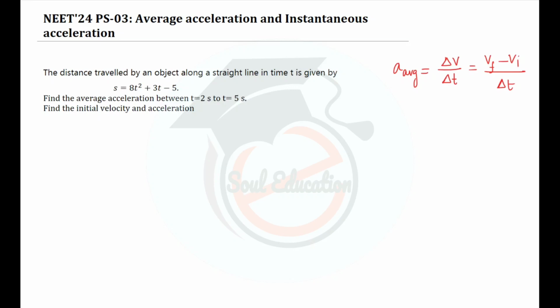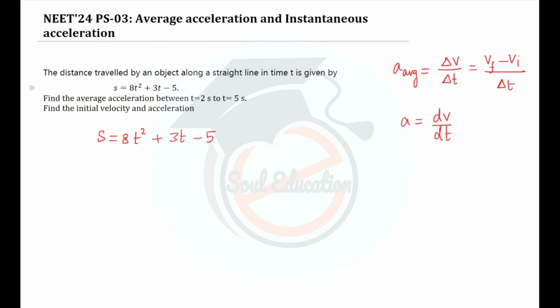And instantaneous acceleration, the other definition, is nothing but dv by dt. So at one particular instant, what is the acceleration, that is the instantaneous acceleration. In the problem, the distance traveled by an object along a straight line in time t is given by s is equal to 8t square plus 3t minus 5.